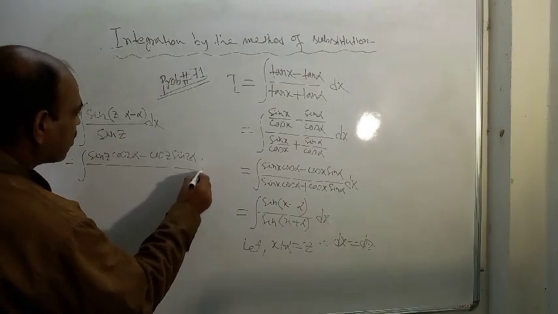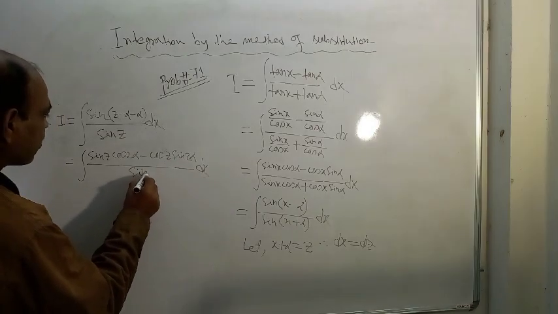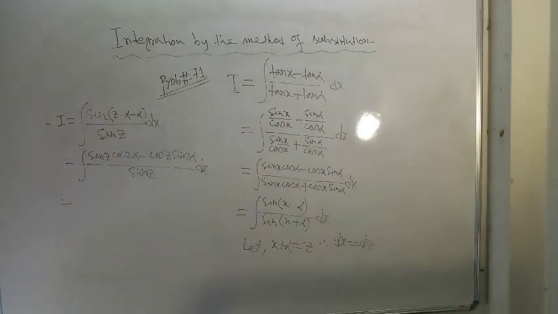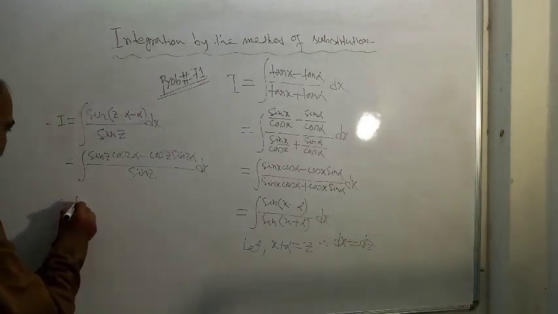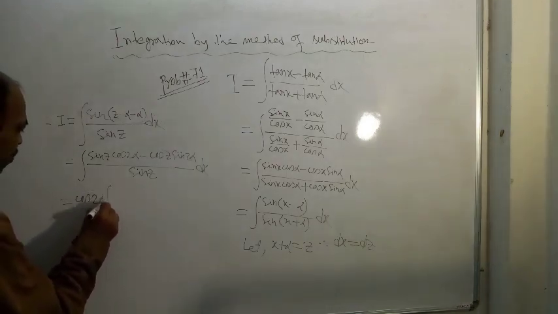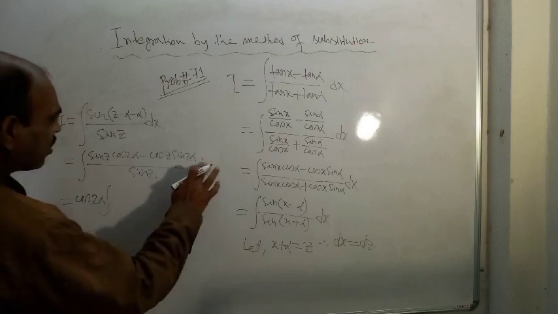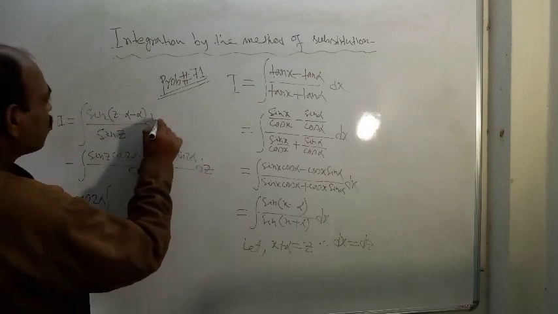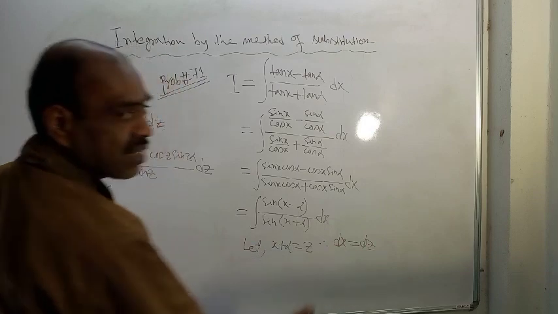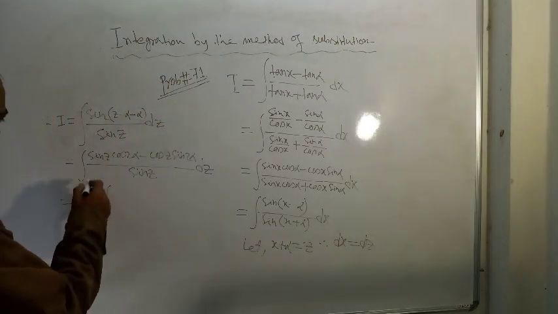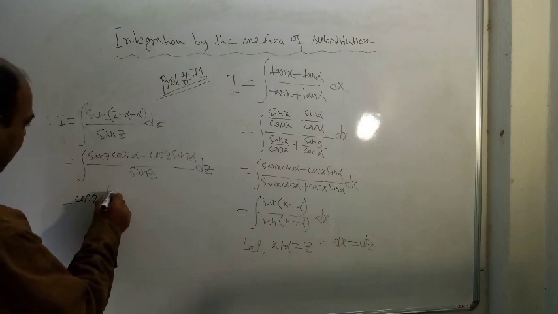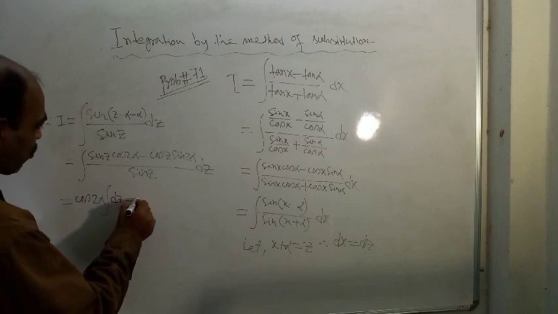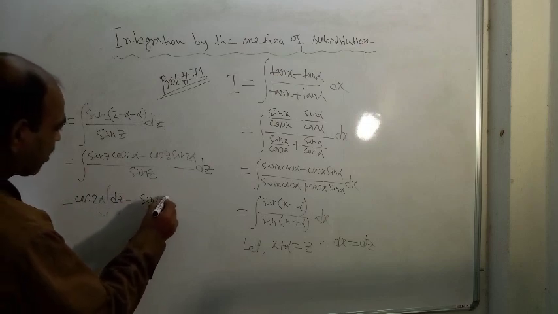This dx is there, this sin z is there. Now in the next step, this divided by this is equal to cos 2 alpha, and cos 2 alpha is a constant, so that can be written outside the integral sign. So cos 2 alpha into integration of dz, because dx is equal to dz, minus this divided by this. So sin 2 alpha is a constant, write that outside the integral sign.